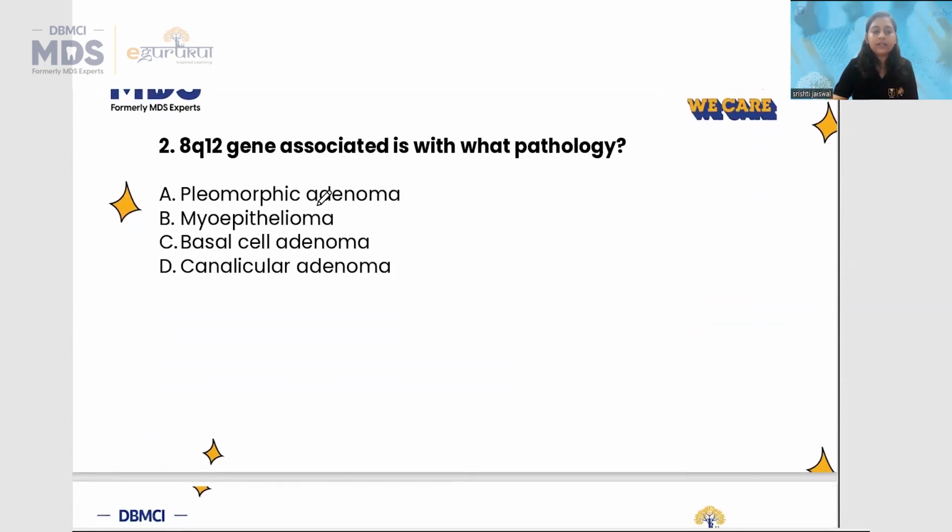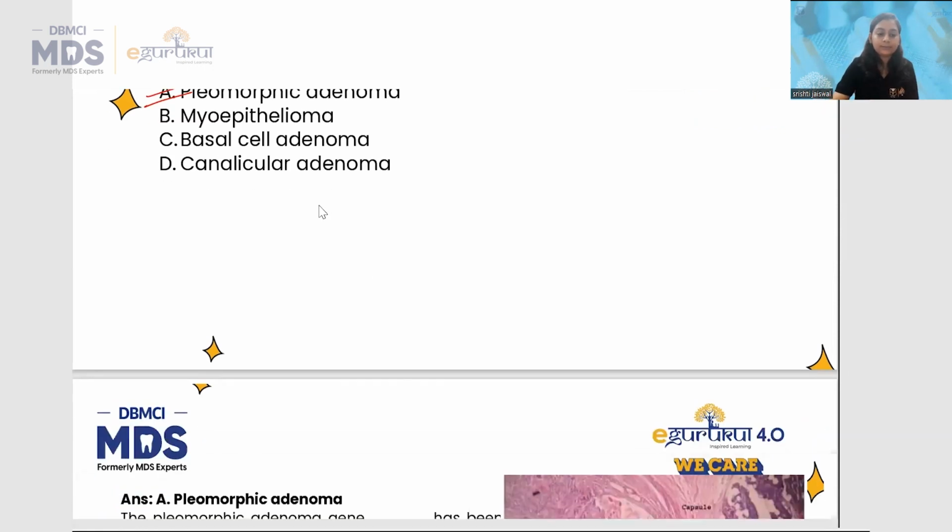Now coming to our next question. 8q12 gene is associated with what pathology? Here the answer is very direct. This is a very factual based question. The answer here is pleomorphic adenoma.